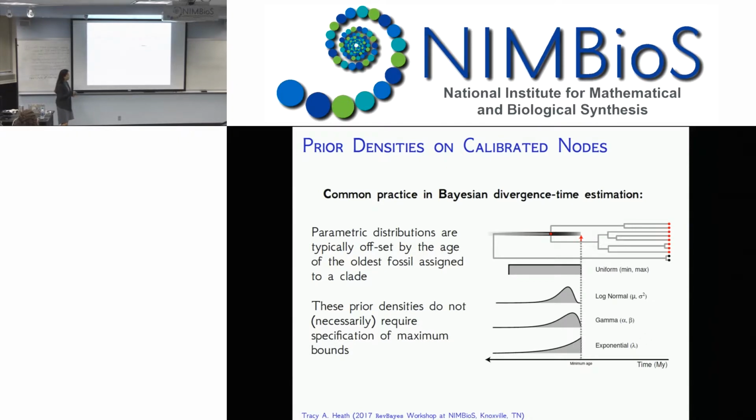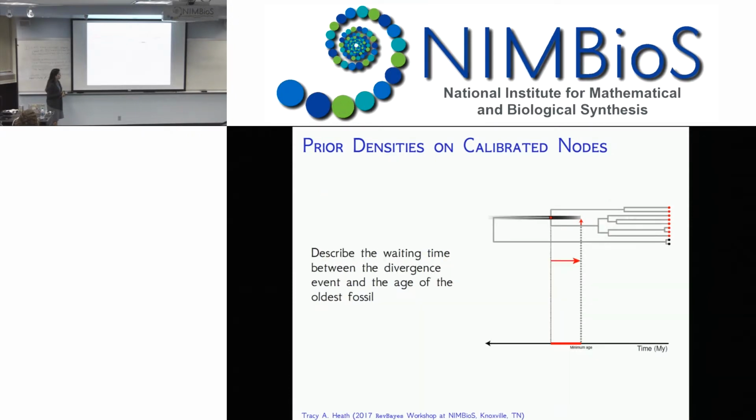Because these types of distributions, so not the uniform, but the log normal, gamma, exponential, and others, have non-zero probability out to infinity, you're not ever having to say there's absolutely no way that this node could be this old. Except all of these distributions do require you to pick which one you want, but also then specify the parameterization of these calibration densities.